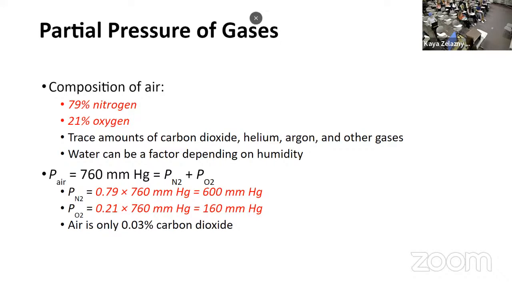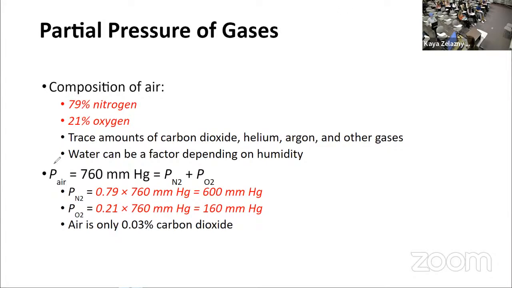So when we think about the partial pressures here, we're thinking about the pressure of the air. Before, we had our atmospheric pressure, so this is that same number, okay? That's 760 millimeters of mercury. So we're saying that 760 millimeters of mercury, that pressure, is the pressure of the nitrogen plus the pressure of the oxygen in the proportions that we see those gases, okay?